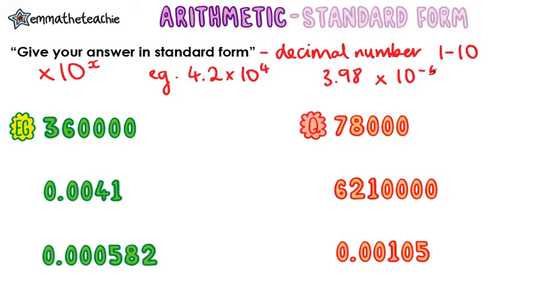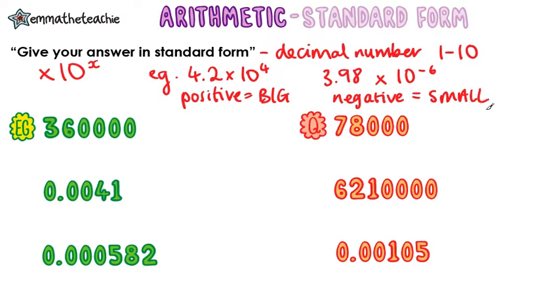Now, the sign in front of the power matters. When there's no sign, it just means there's an invisible positive. And a positive sign means that it is a big number. When you've got a negative sign, or that little minus, it means it's a really tiny number or a decimal number. So let's look at some examples and you'll understand that a bit better.